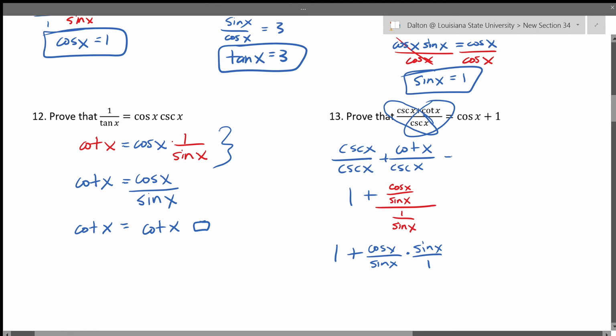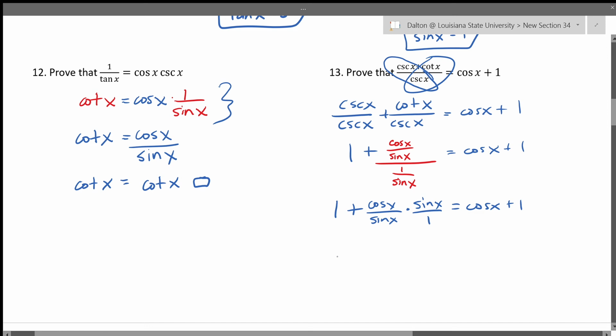Oops, I should be keeping a trail of the right side the whole time. I apologize. Cosine x plus 1. Okay, and then on the left side, I get 1 plus cosine x over sine x times sine x over 1. Those sines cancel, leaving me just with cosine x over 1, which is equal to cosine x plus 1. And we know because of the commutative property that both of those things are equal to each other.